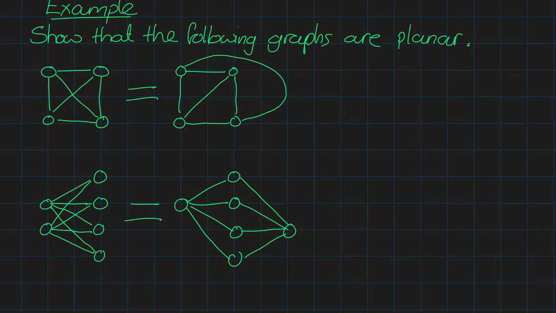So they're exactly the same mathematically, except the one on the right I've drawn without edge crossings, whereas the one on the left did have edge crossings. And the fact that it's possible for me to draw it without edge crossings means that it is planar. Okay? So that's the end of this example, and that's the end of this video.